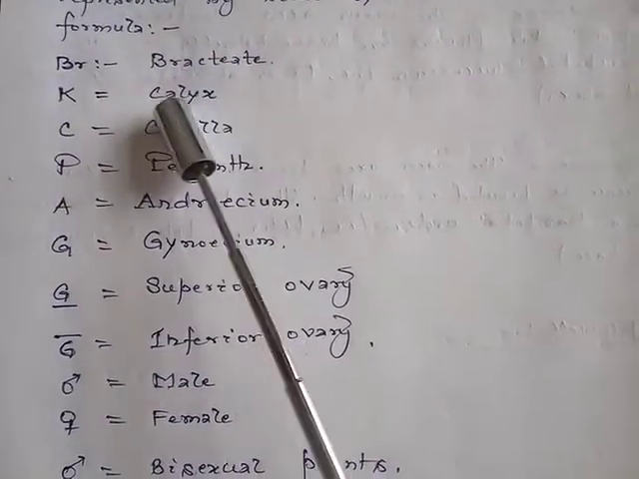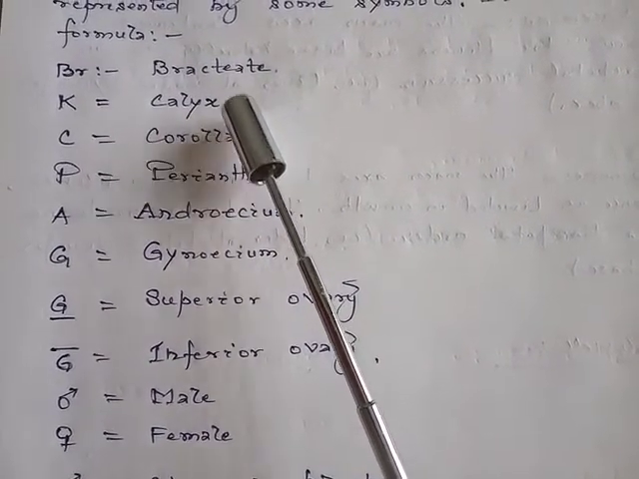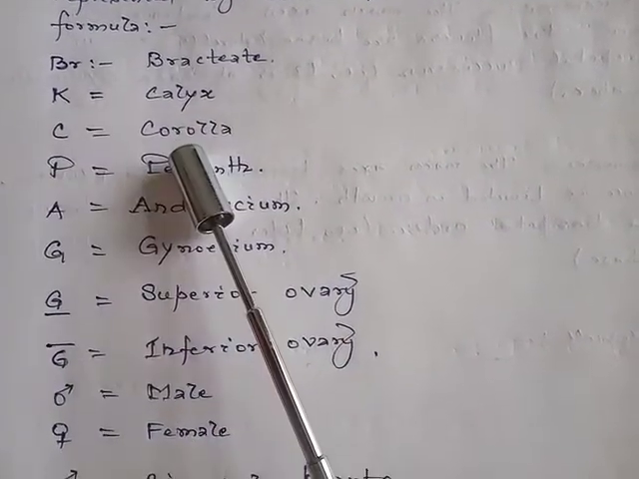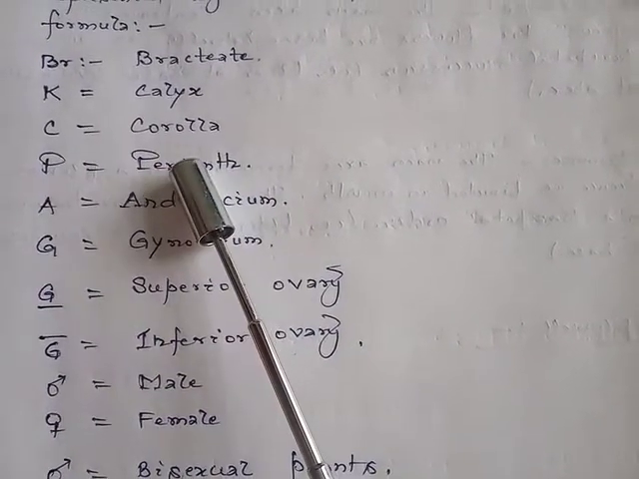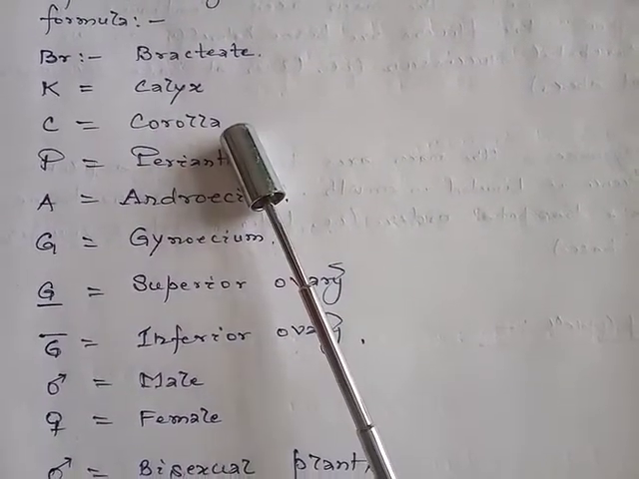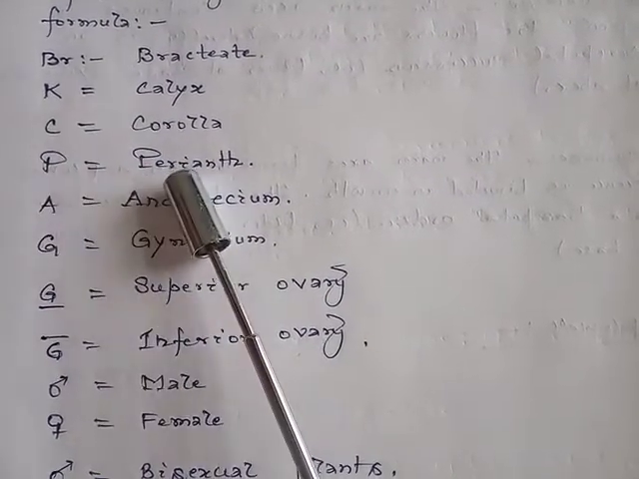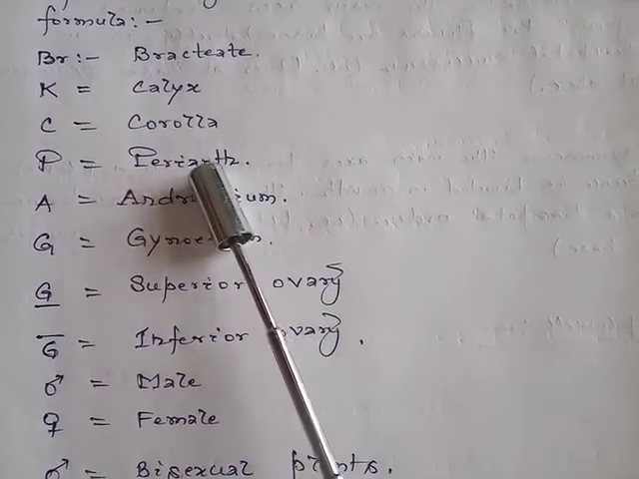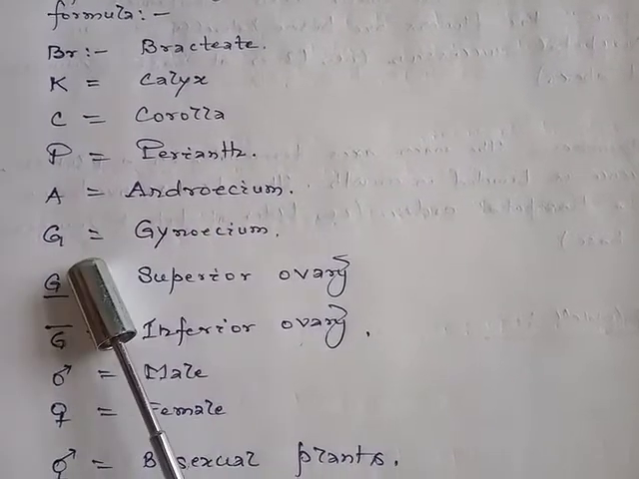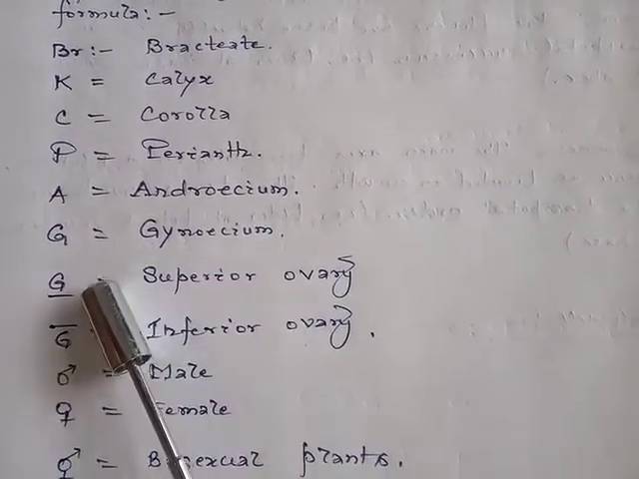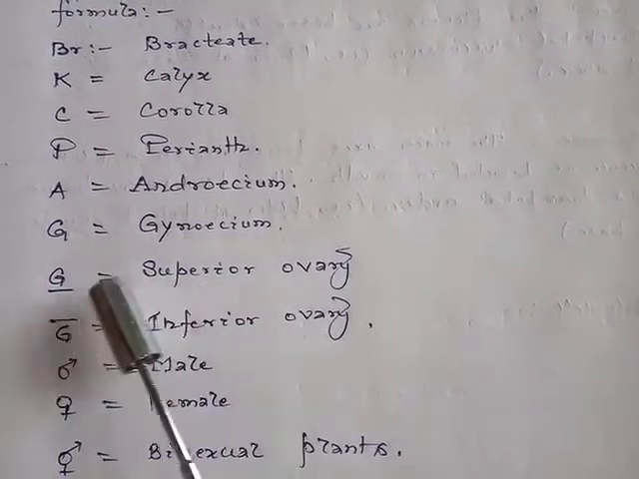Letter K is used for the calyx, which is the outermost whorl within a flower, whose units are sepals. C for corolla. In most flowers, it is brightly colored. P for perianth, meaning when the calyx and corolla cannot be distinguished, the unit is called perianth, and its individual unit is called a tepal. A is used for androecium, G is used for gynoecium, and when the letter G is underlined, it indicates the ovary is superior in position.